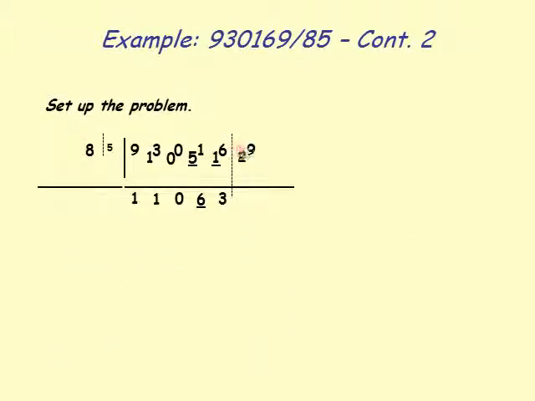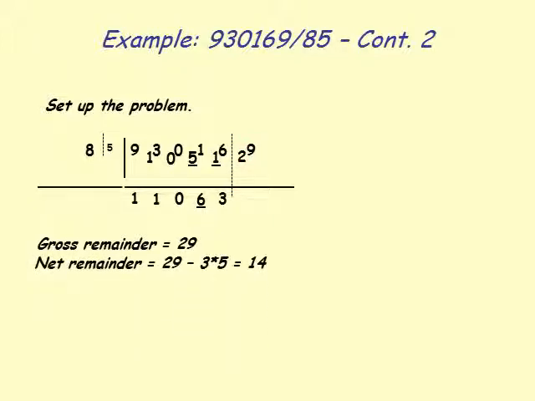We have computed all the quotient digits and we have a gross remainder here. Gross remainder is 29. Net remainder is 29 minus 3 times 5: the flag digit times the quotient digit, we have to subtract that product from 29. So we get 14. The net remainder is 14.